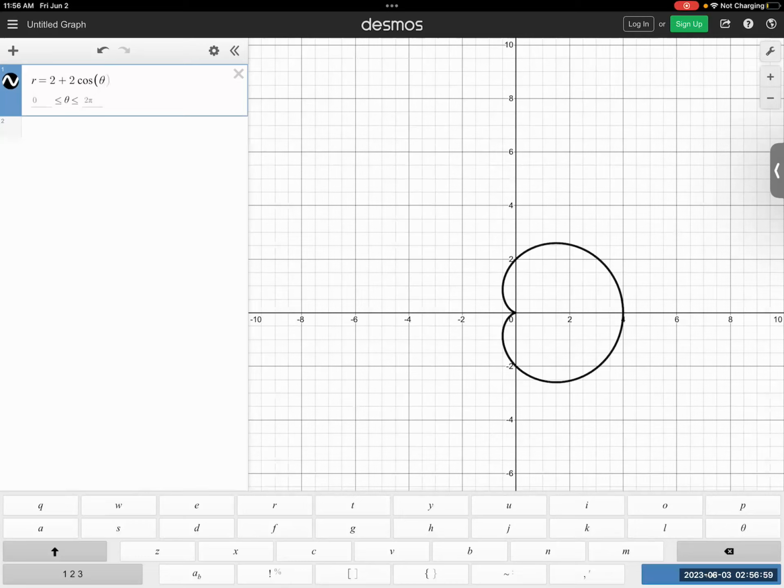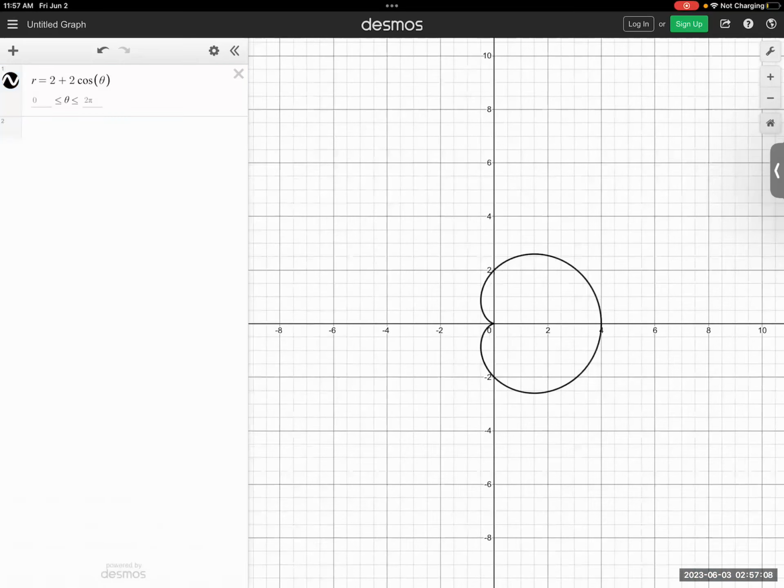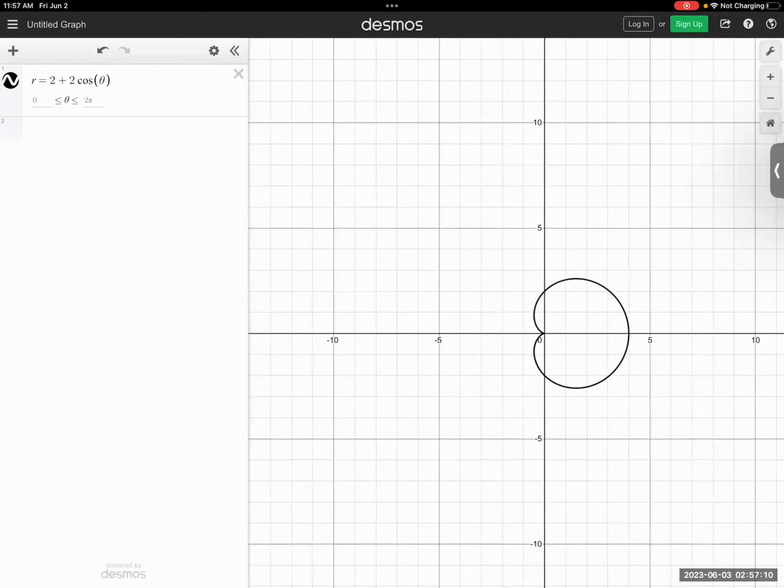Okay, so you see that? This is not a circle. This is not like a quadratic. It looks like a heart shape. You see that? So when you have the function R equal to a constant plus minus a constant times cosine or sine, they're going to create a heart shape. We call this a cardioid. Looks like a heart shape. So that's why I'm going to go back.